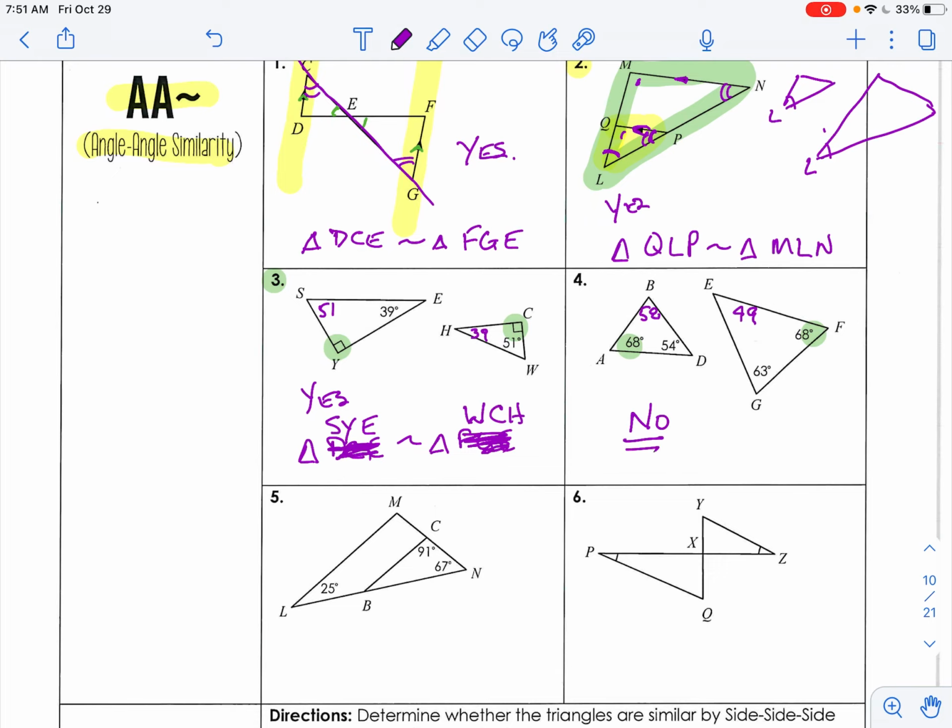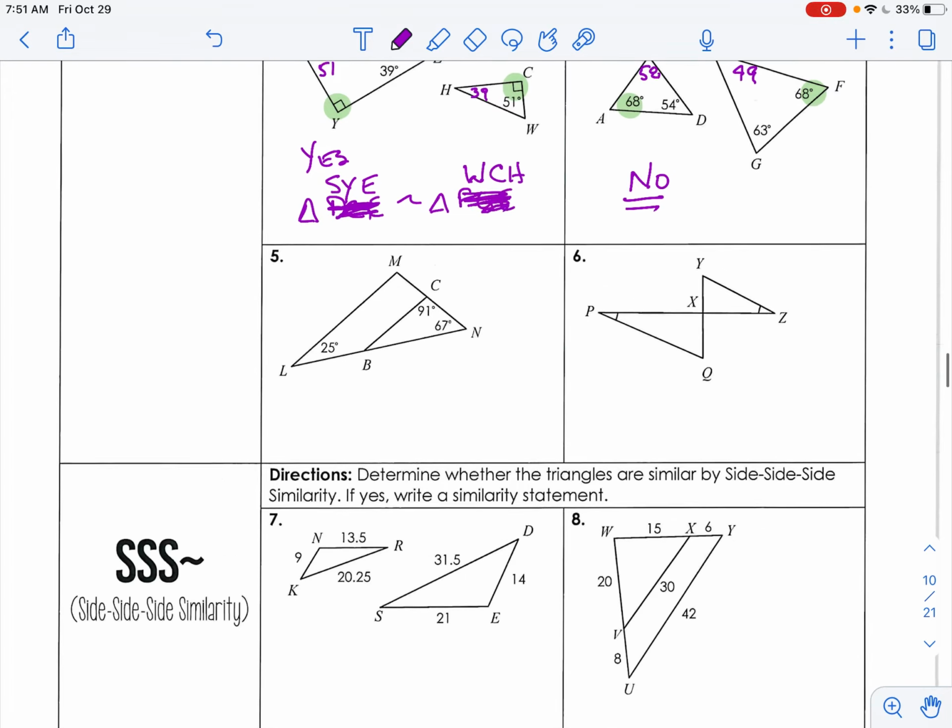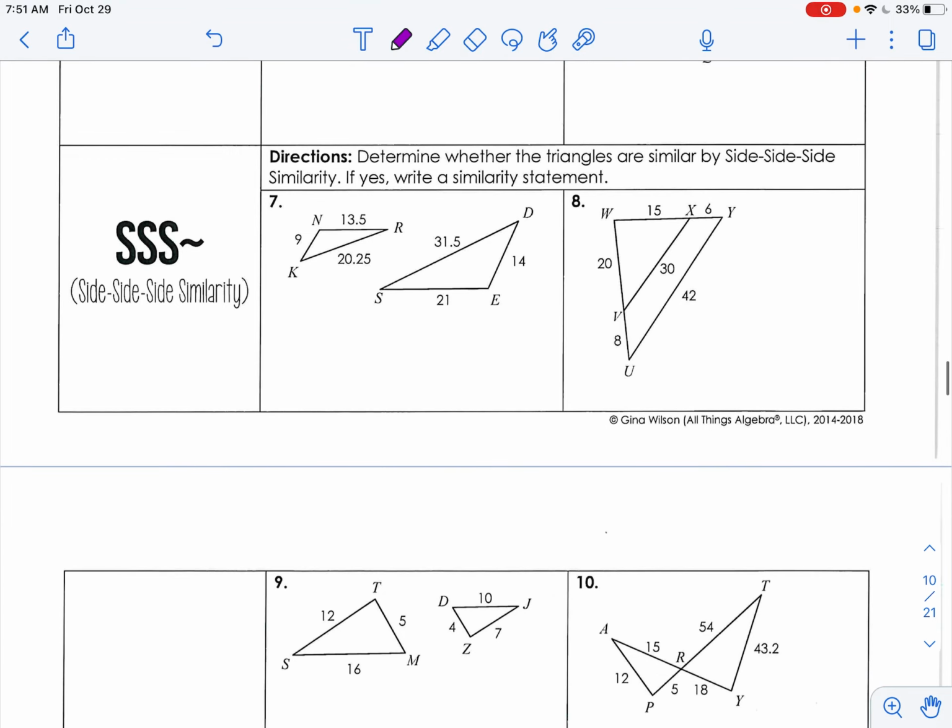That means no. Now by saying no, just a reminder, that means that the angles don't match, and it also means the sides are not proportional. And again, we're not going to go by looks. We have to go by proof. All right, let's go on to the next one here.